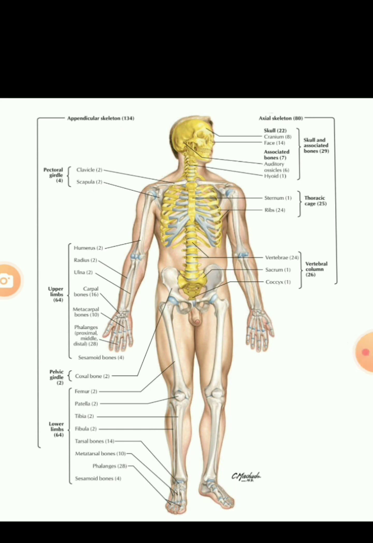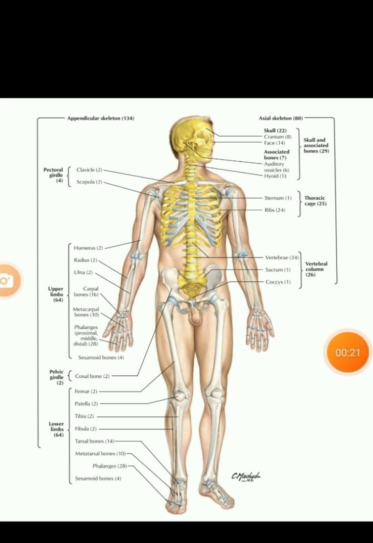Today we are going to learn about the most important topics of anatomy, and that is how many bones the human skeleton has. Right, we all know that the human skeleton has 206 bones, and today we are going to calculate each one of them. So please be with me for this whole video.